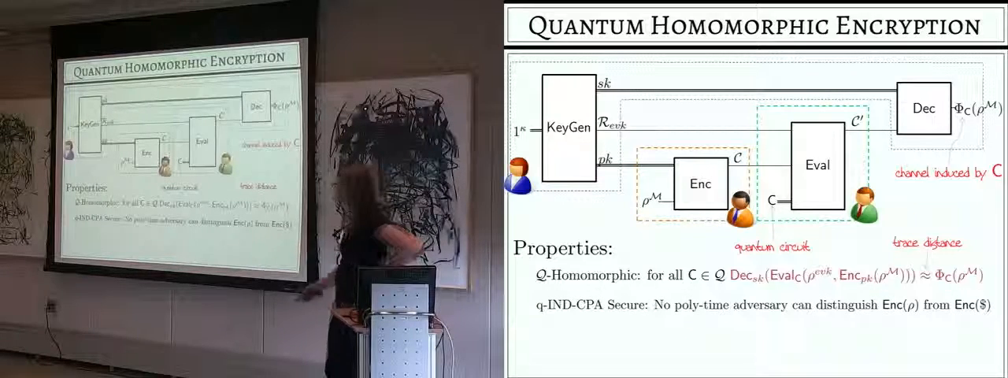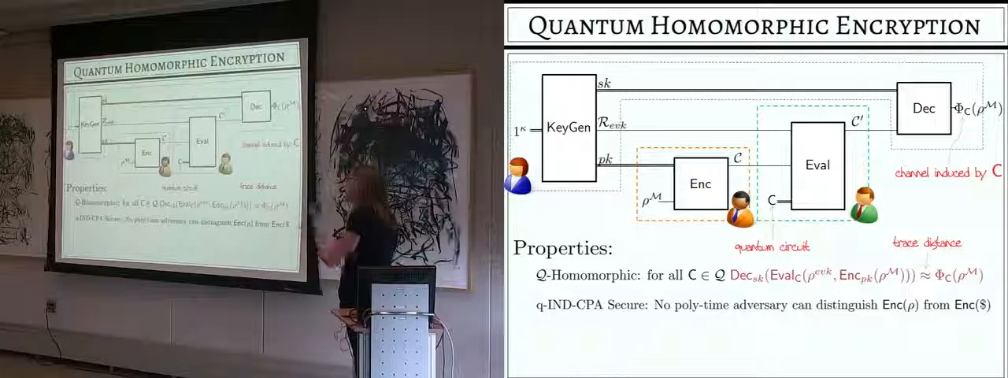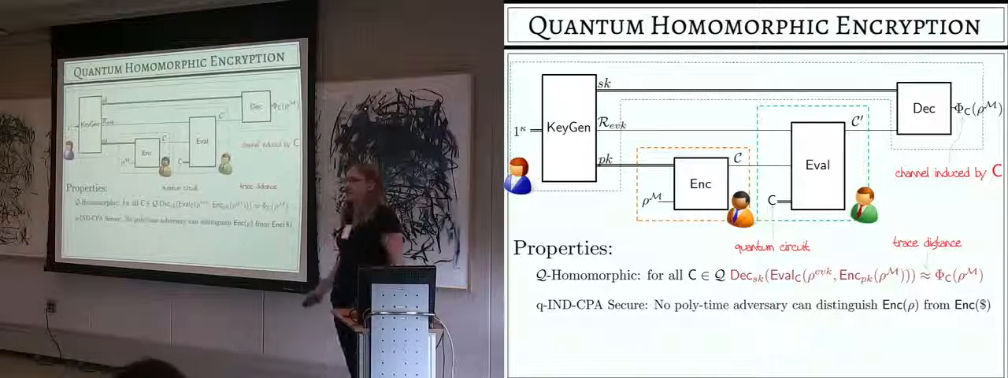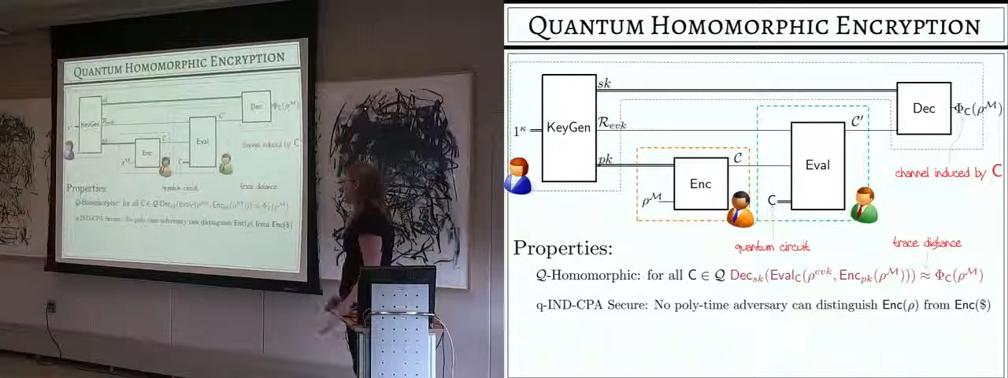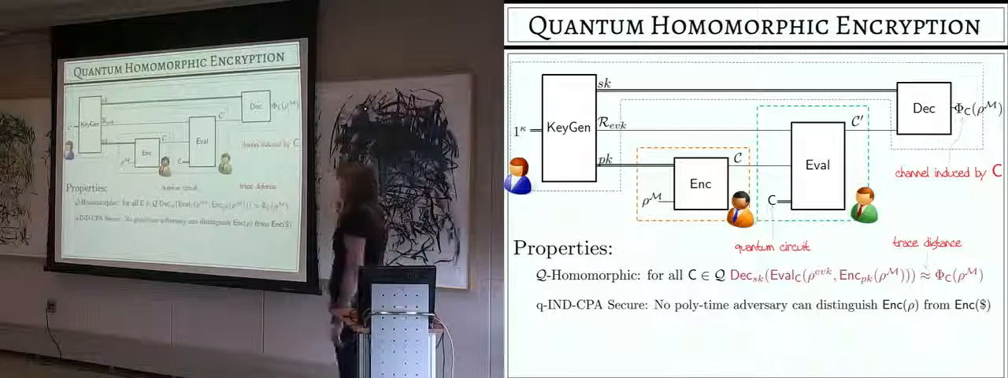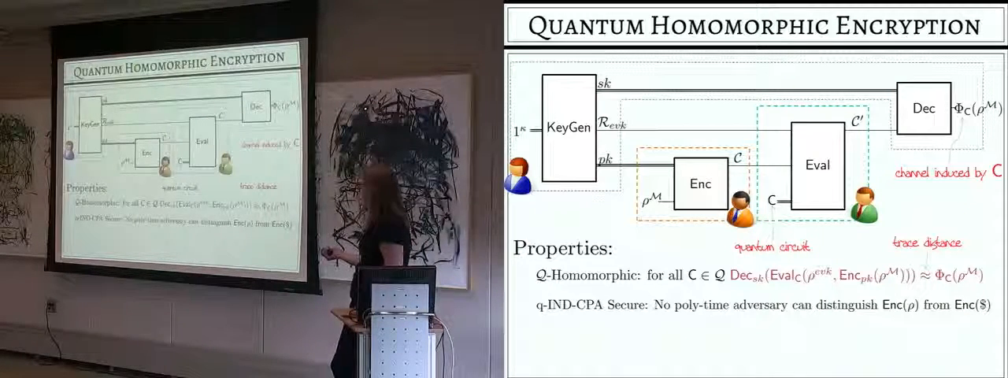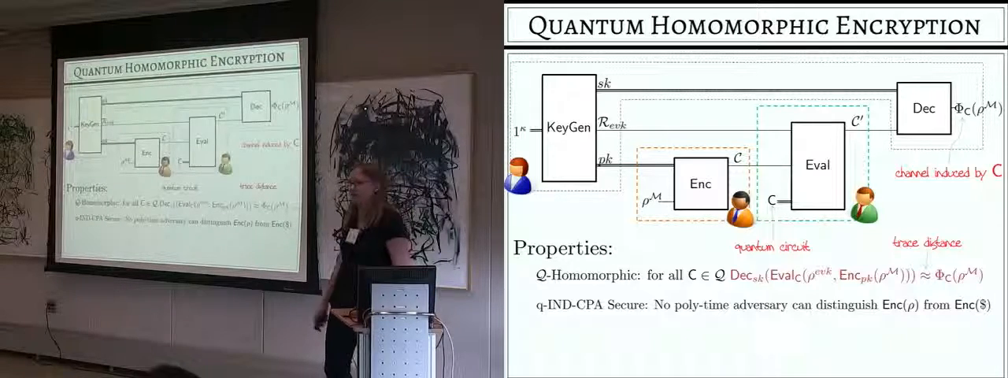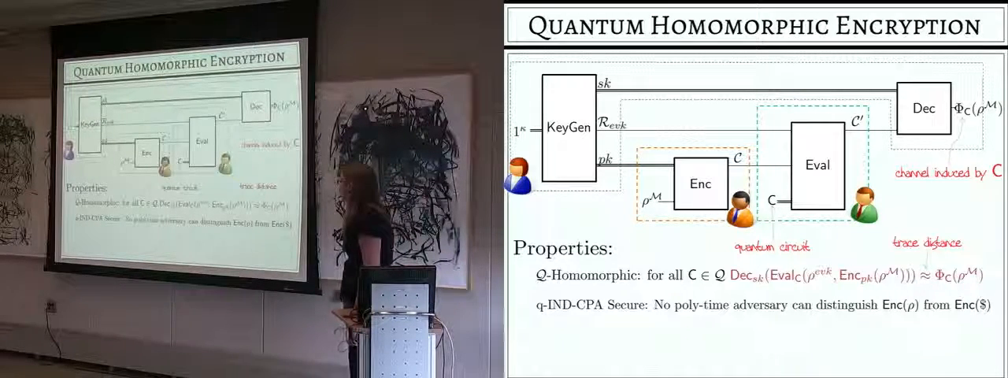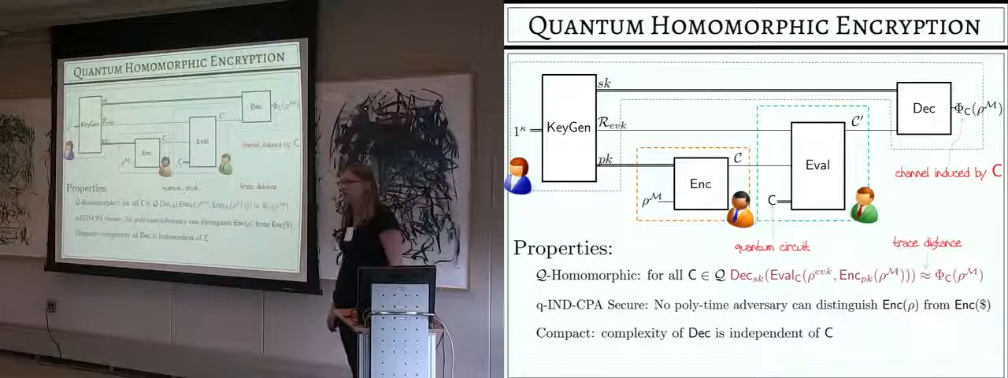And we also define a quantum analog of indistinguishability under chosen plaintext attack, which at a high level is that no polynomial time adversary, of course now it can be a quantum adversary, can distinguish an encryption of some state the adversary chooses from an encryption of a maximally mixed state. And then we will also require compactness. So the complexity of decryption should not depend on this C.